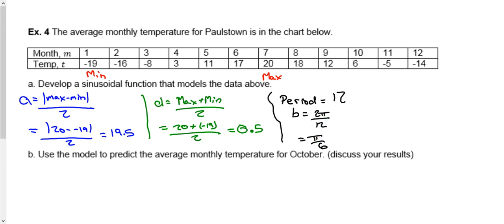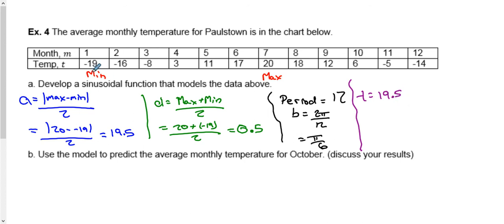So what's our equation? We don't know what our phase shift is, and we can figure that out after. So let's just jot down our equation though. We can do something like y equals, okay, you could have used t, or even, yeah, let's use t because we got temperature instead. So t equals, so we have an a value of 19.5.